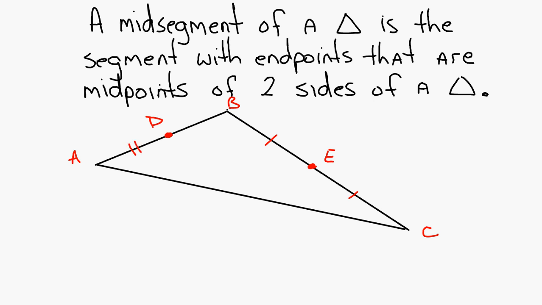Now, a midsegment of a triangle is a segment with endpoints that are midpoints of two sides. So if we connect D and E, okay, that is called a midsegment. Right here, this is called a midsegment.